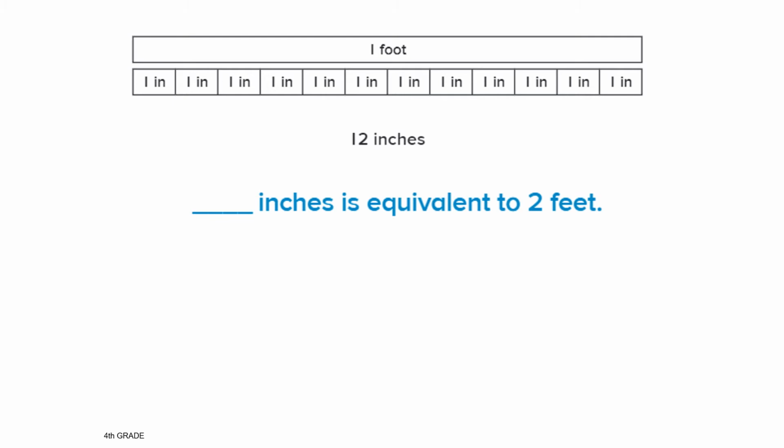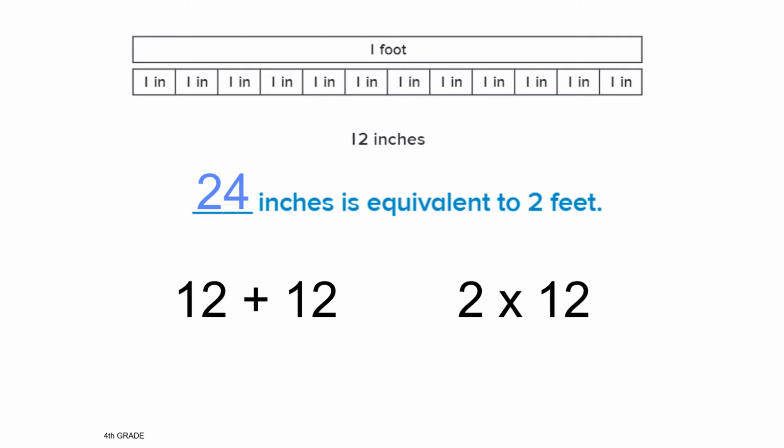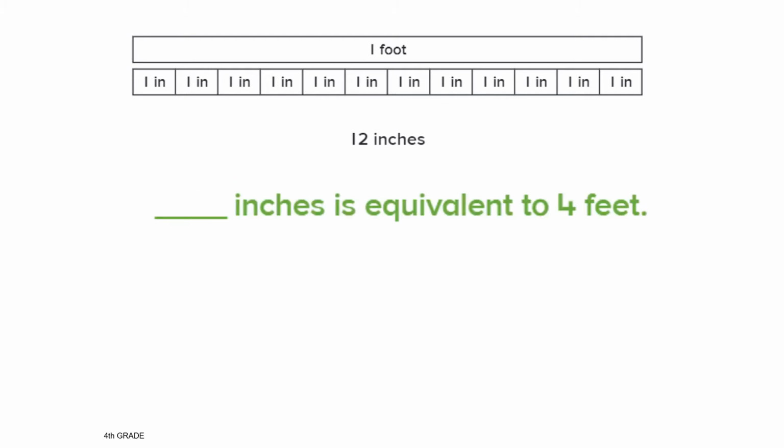There are many ways to solve this problem. Maybe you counted the set of 12 inches 2 times and got 24 inches. Maybe you thought about 12 plus 12, or 2 times 12. Let's try another one. Blank inches is equivalent to 4 feet. Use your paper, your ruler, or the picture on the screen to solve the problem.